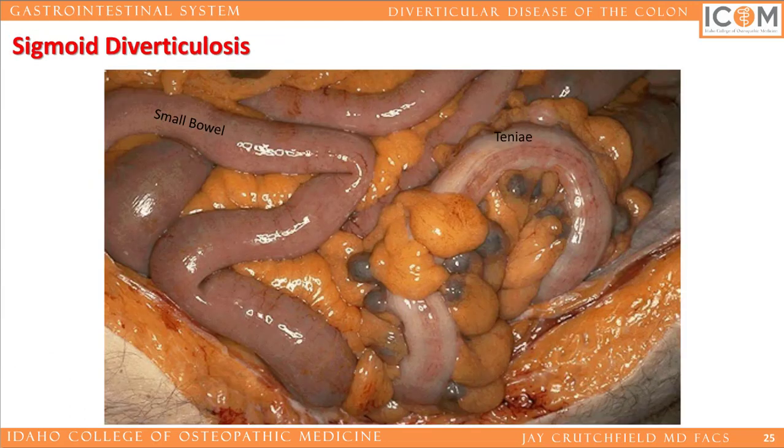In this image, I labeled the small bowel and the tinea of the large bowel. Here we see sigmoid diverticulosis, and each diverticuli has been circled for identification. As I mentioned, diverticuli can occur anywhere in the GI tract: a Zenker's diverticulum of the esophagus, duodenal diverticuli, small bowel diverticulosis, and even diverticuli of the ascending colon and cecum.